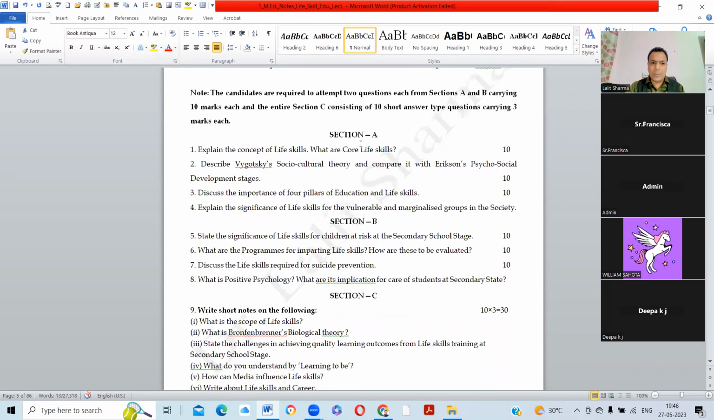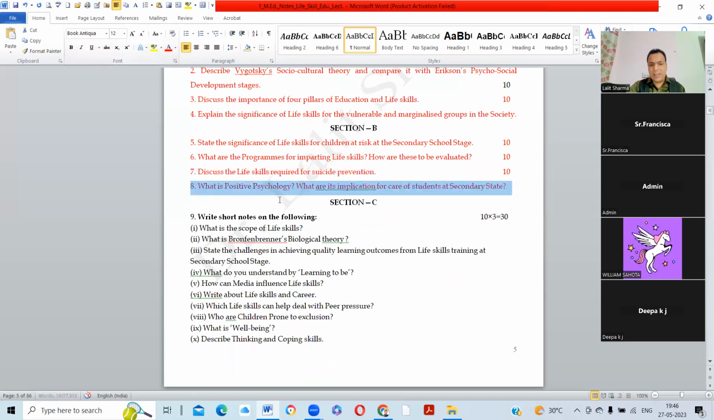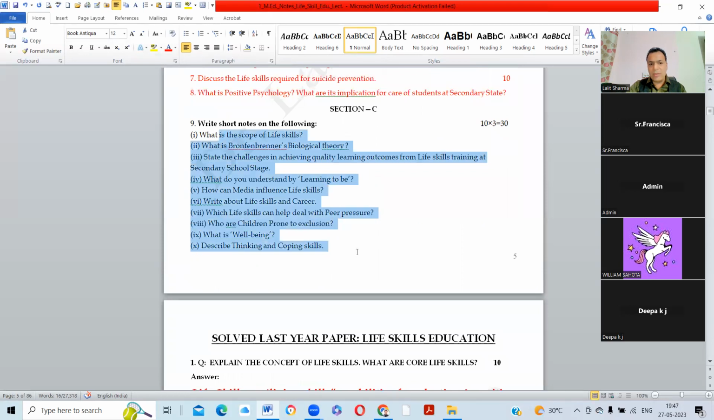And if we talk about last year's paper, the first questions we are done with. Concept of life skills and core life skills. Development, there are even notes for this. I am giving you the Vygotsky theory. Importance of life skills, the 4 pillars of education, life skills, significance of life skills for vulnerable and marginalized groups, significance of life skills for children at risk at the secondary school stage, programs of imparting life skills, how life skills are important for suicide prevention. This is done too. Last, positive psychology was not covered, so I will send it to you next, don't worry. Otherwise everything is done. These are the short questions, we are already done with this.